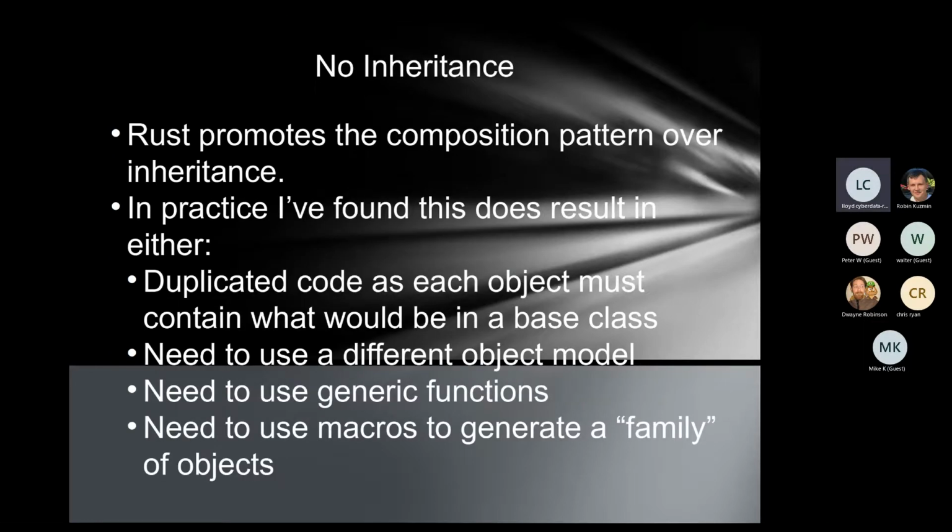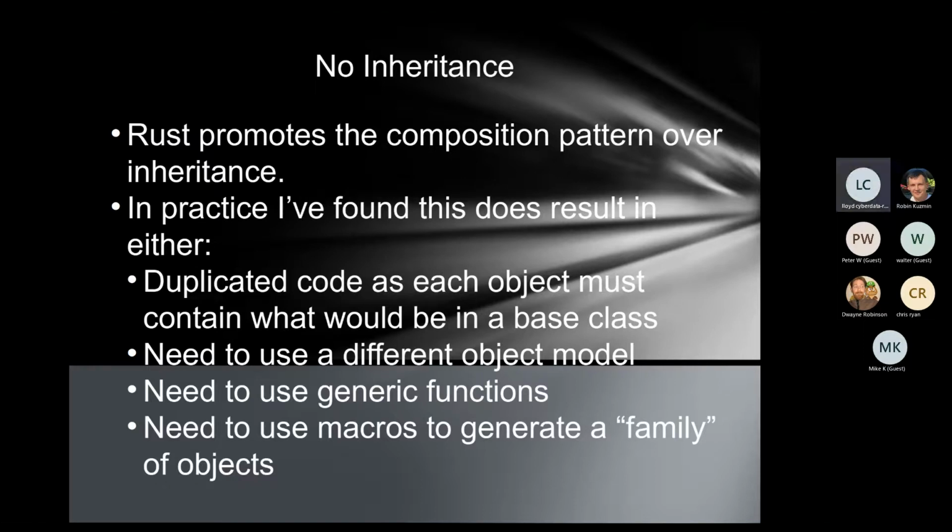The other thing that trips me up a lot is Rust really doesn't have any inheritance. They promote a composition pattern over inheritance. And in practice, I found this results in one of the following. You have to duplicate code in each object that you would normally just put in a base class. Sometimes you can get around that with using a different object model.